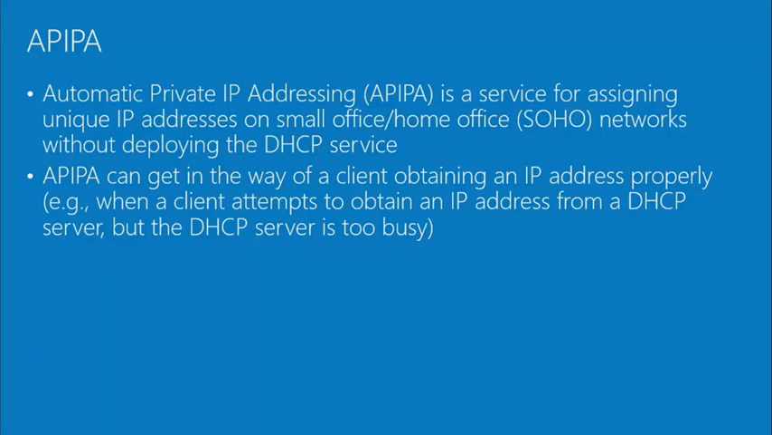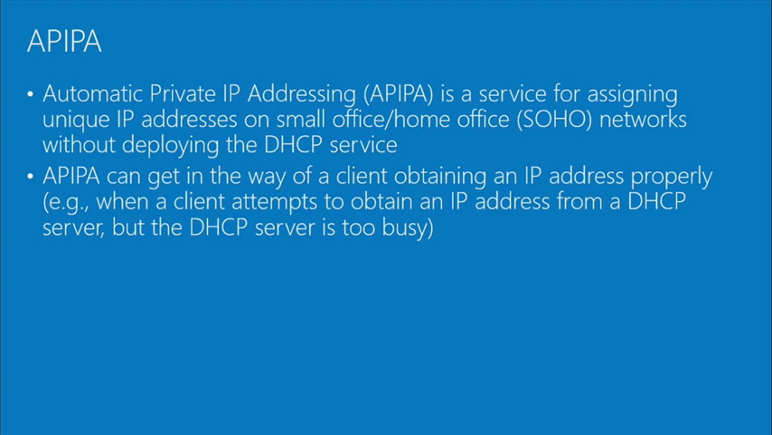APIPA. So we talked in a previous module, I believe it was TCP/IP, about APIPA, the protocol that allows for automatic private IP addressing. So as a device comes up, if it's unable to receive an IP address, it can automatically get an assignment. This works for small office, home office, so basically SOHO networks, without deploying the DHCP service.